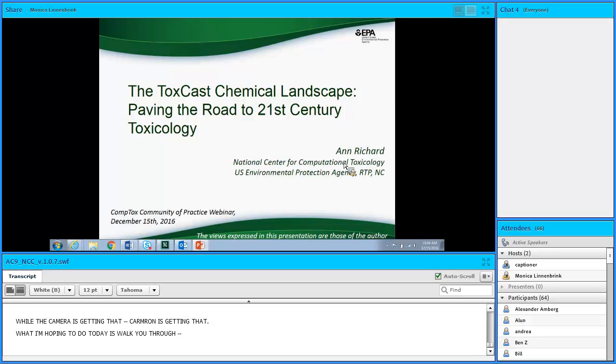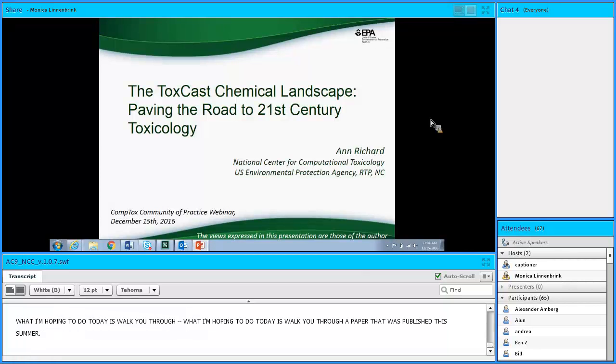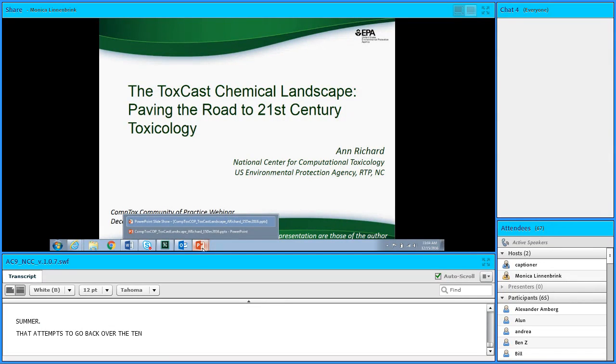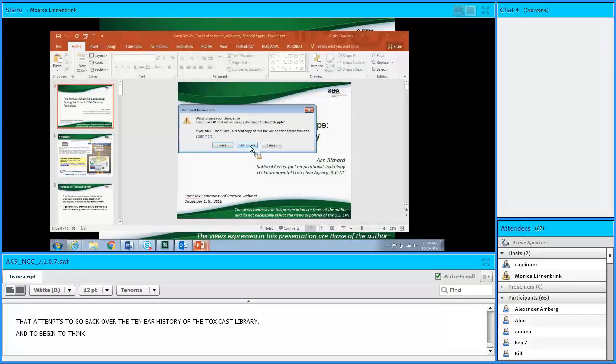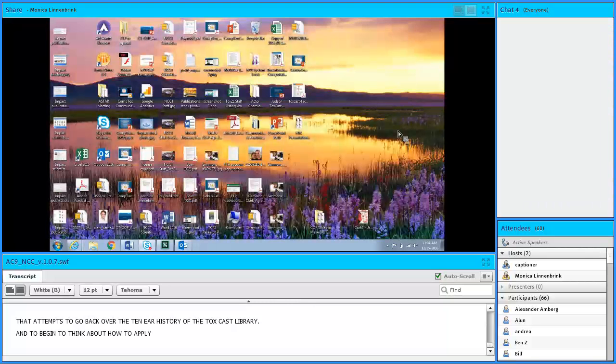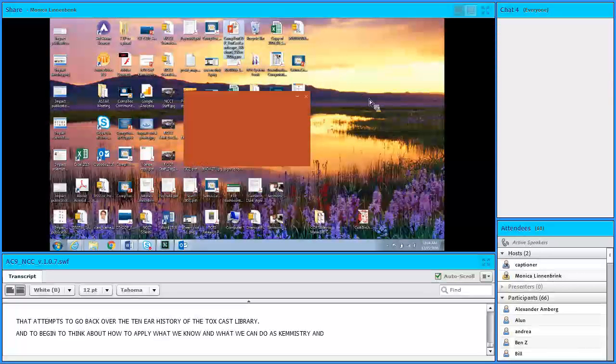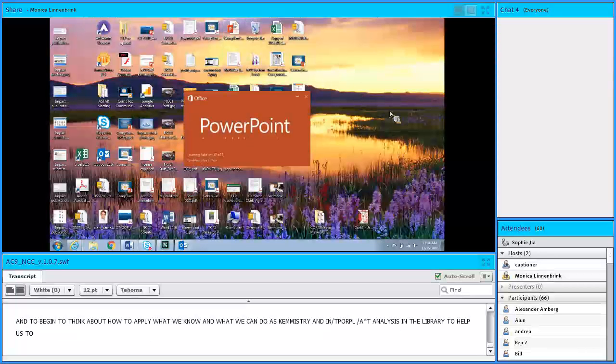What I'm hoping to do today is to walk you through a paper that was published this summer that attempts to go back over the 10-year history at this point of constructing the ToxCast library, and to begin to think about how to apply what we know and what we can do with the chemistry and the cheminformatics analysis of the library to help us to achieve the goals of the ToxCast program.